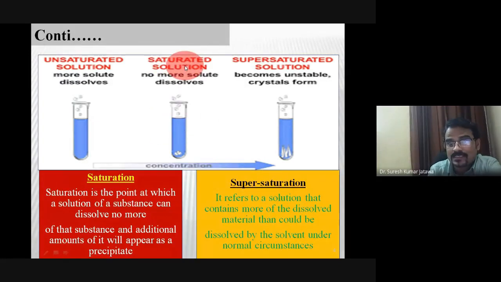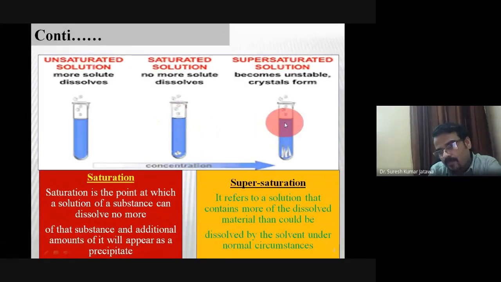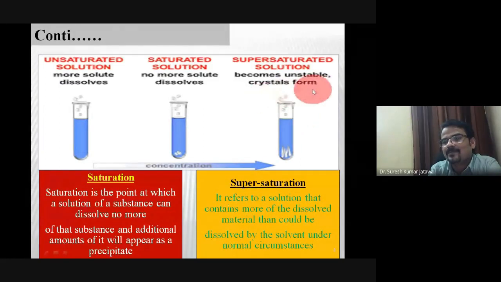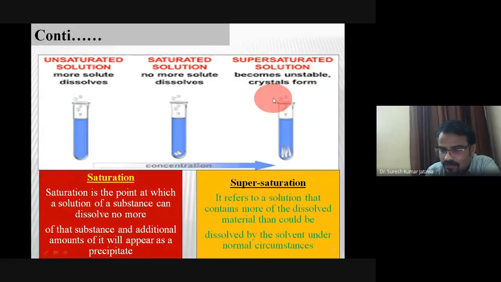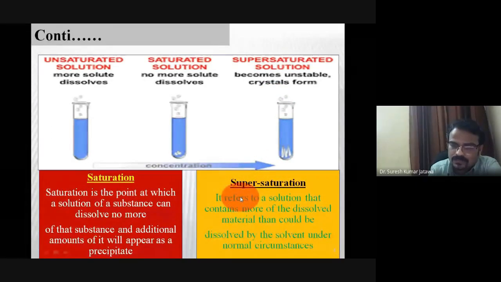This type of solution is known as saturated solution. So what is saturated? Saturation is the point at which a solution of a substance can dissolve no more. And this type of solution is known as supersaturated. It means it becomes unstable or crystals form. Supersaturation refers to a solution that contains more of the dissolved material than could be dissolved by the solvent under normal circumstances.